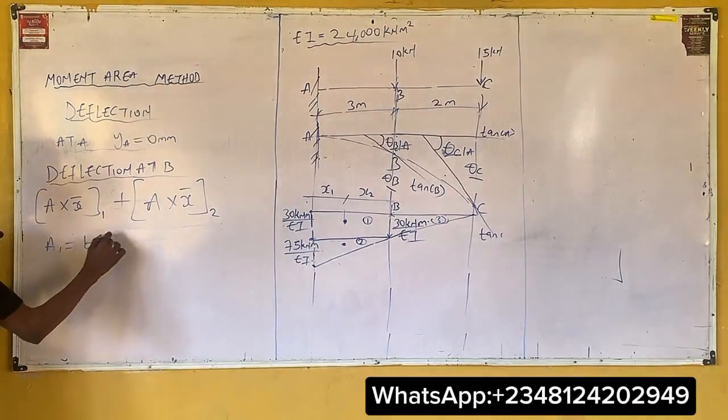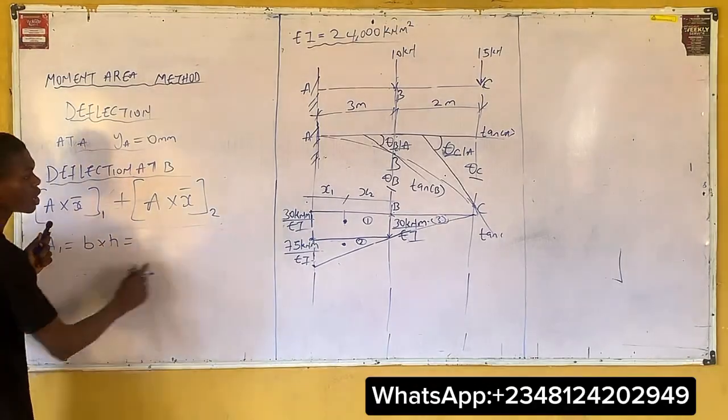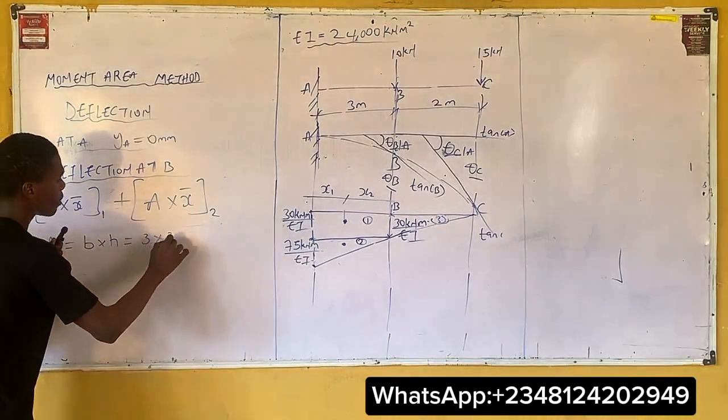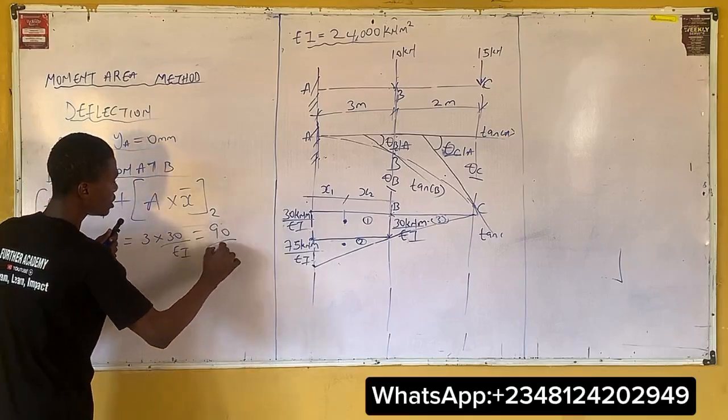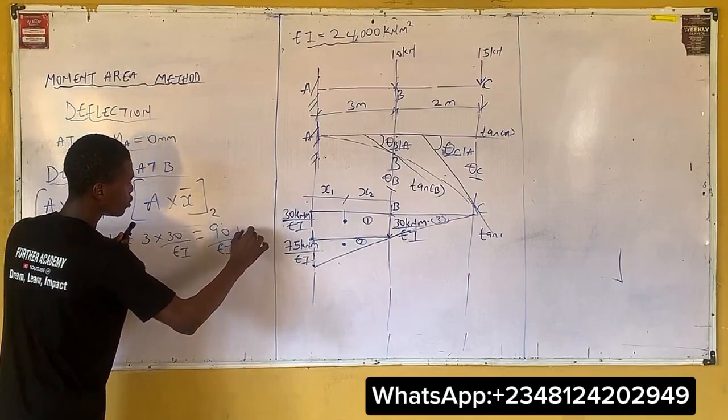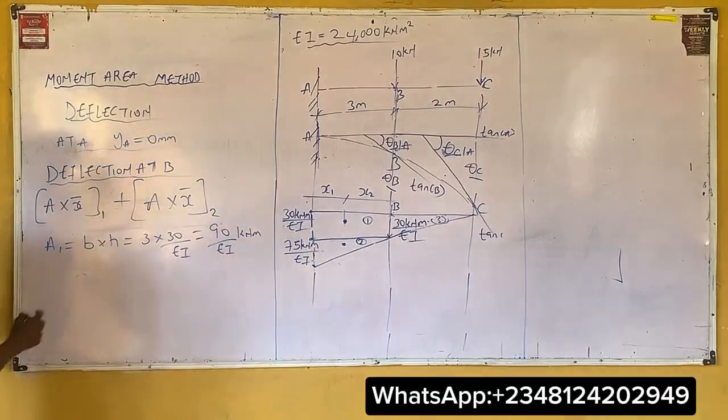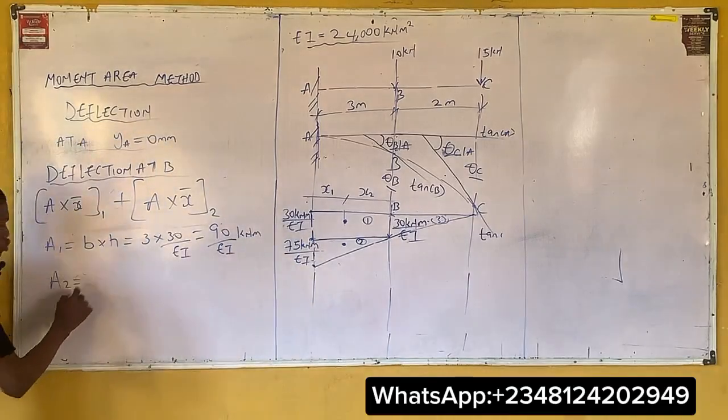That's the base times height. We've calculated this previously, and that was what? 3 multiplied by 30 over EI. This gives us 90 over EI, 90 kilonewton meter. Right? What's A2? The area of figure 2 is what?